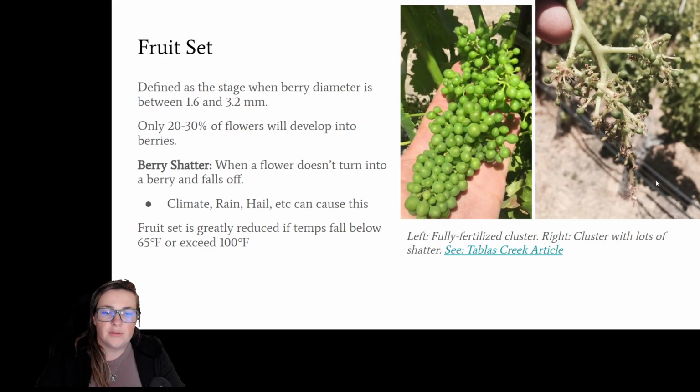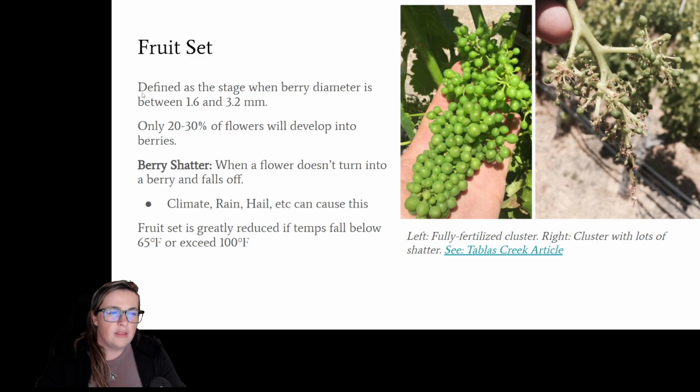This is what happens when flowers fail to fertilize and they just fall off. So it's called a shatter there. This could be due to the climate, rain, hail can cause this, right? If the temperatures go in either extreme, too cold or too hot, it can also fail to fertilize, so it's not great. Typically, 20 to 30% of flowers will develop into berries.